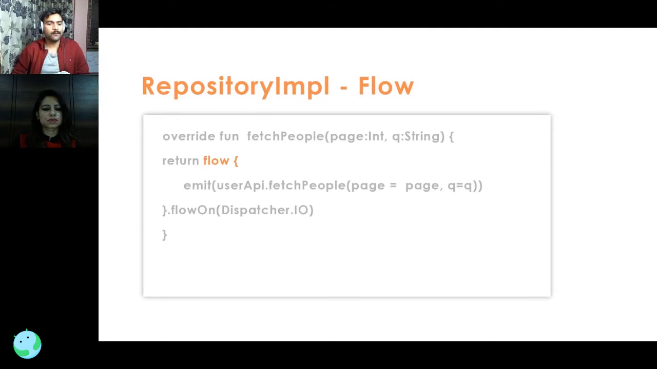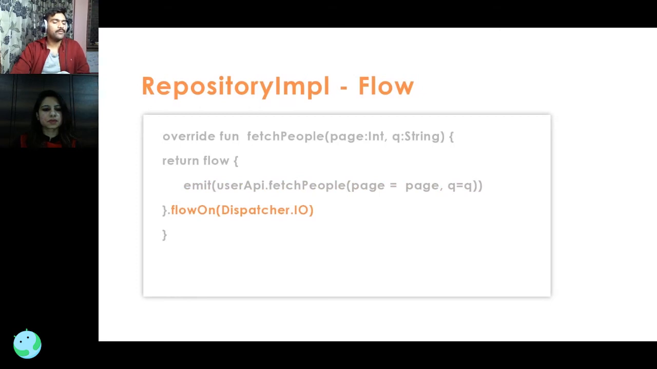First, as a first step, we built a flow which we have to return, right? Then on the next step, we are emitting the user API, which we are using in the observable. But now here we have created a suspend function, which is fetchPeople. And at the last, I'm running it on the IO thread. And that's pretty much it.